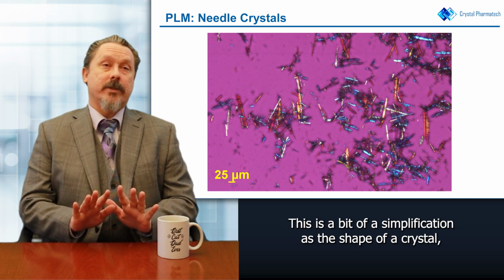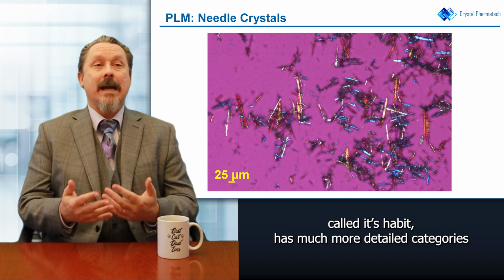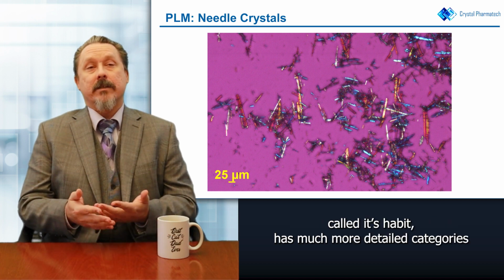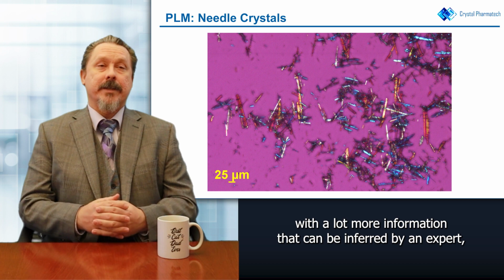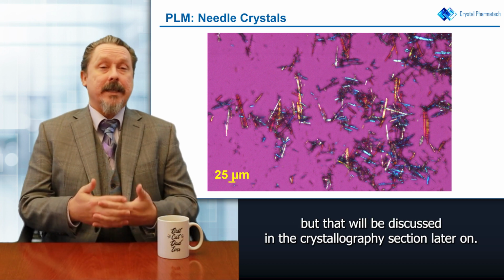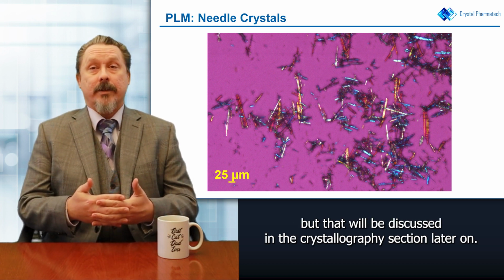This is a bit of a simplification, as the shape of a crystal, called its habit, has much more detailed categories with a lot more information that can be inferred by an expert, but that'll be discussed in the crystallography section later on.